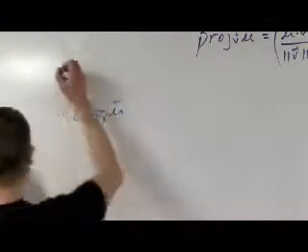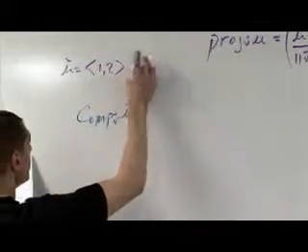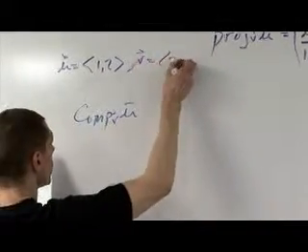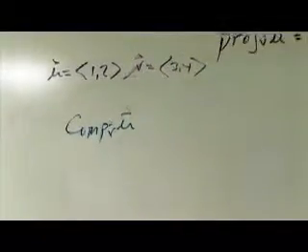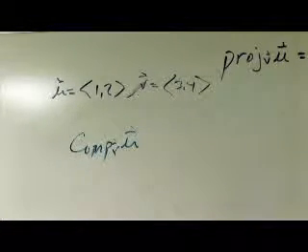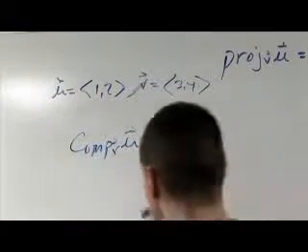So suppose that u is equal to 1, 2, and v is equal to 3, 4. And so this should look pretty obviously that I just made these up with some pretty easy numbers. What's the component of u on v?